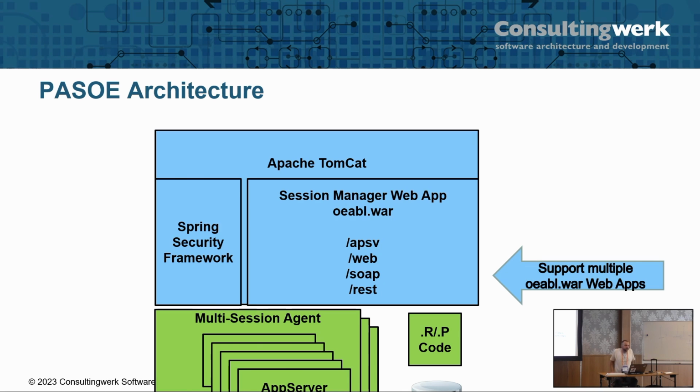Right, so the session manager supports 4 types of transports: APSV for your app server protocol to connect OpenEdge clients. Web was made to incorporate WebSpeed into your PASOE, and it has become our favorite protocol. SOAP and REST, as said, I rather not use those.